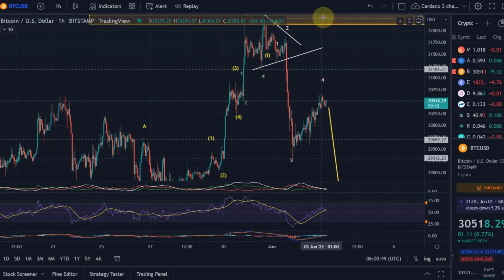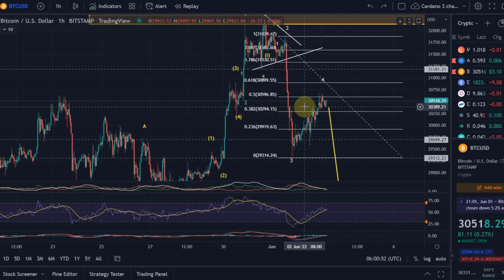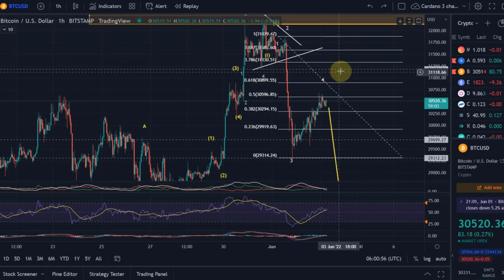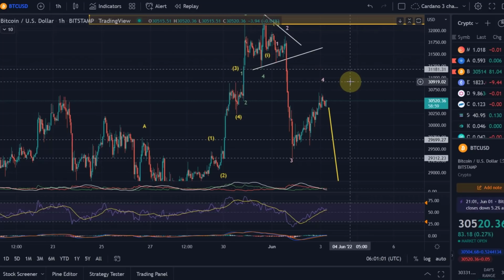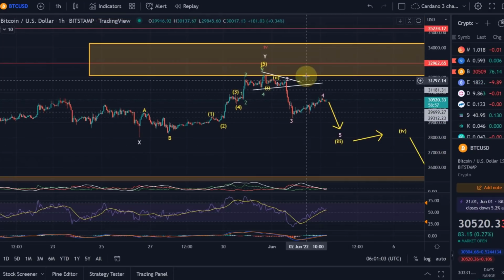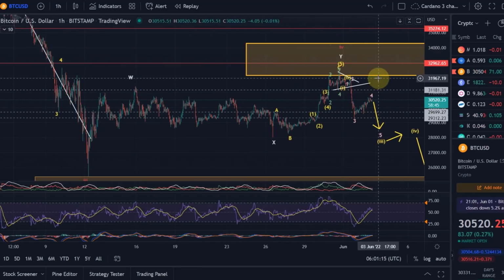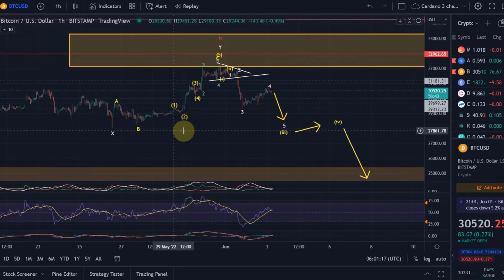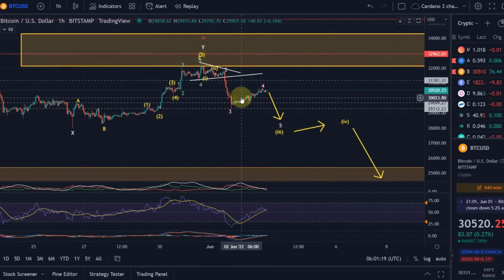For now, from my point of view, I would even allow it to go to 30,900. If it goes above that, I think it is more likely that we will once more go into that orange target area up here, which is between 32,161 and 34,300, because we are then moving up a little bit too much for a wave 4, especially if we look at the relationship between the wave 2 and the wave 4. The wave 4 is already very long.